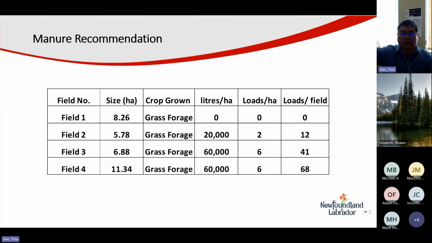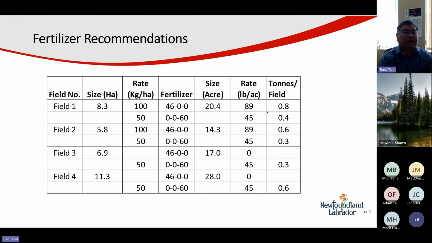So the level is way above the critical level, so I don't need to put any manure on that field. For some fields, I may need 20,000 or 60,000 liters, a different amount based on the field and the soil test report.